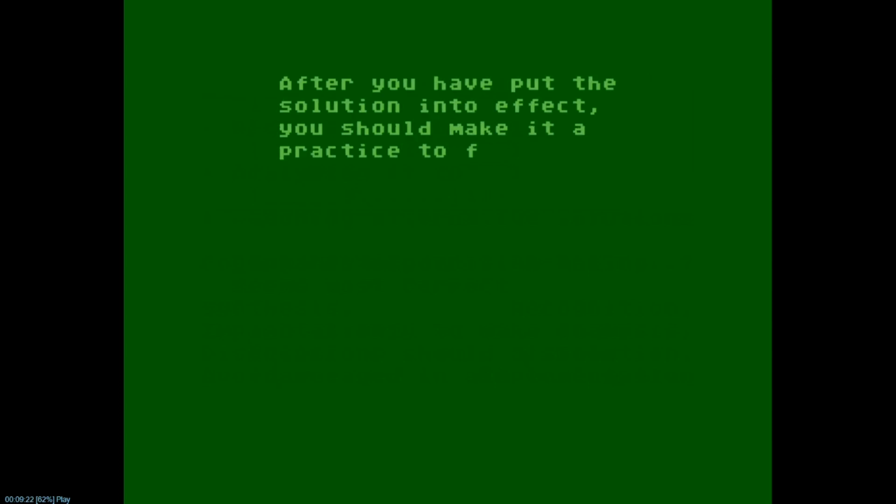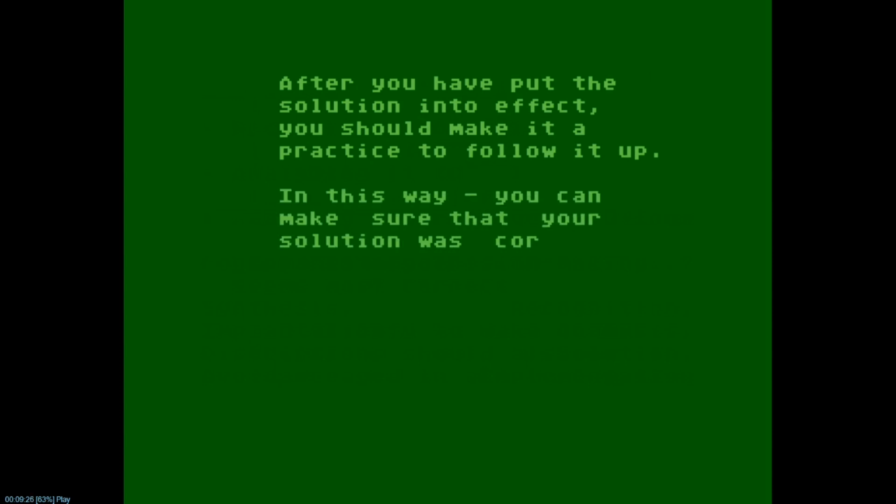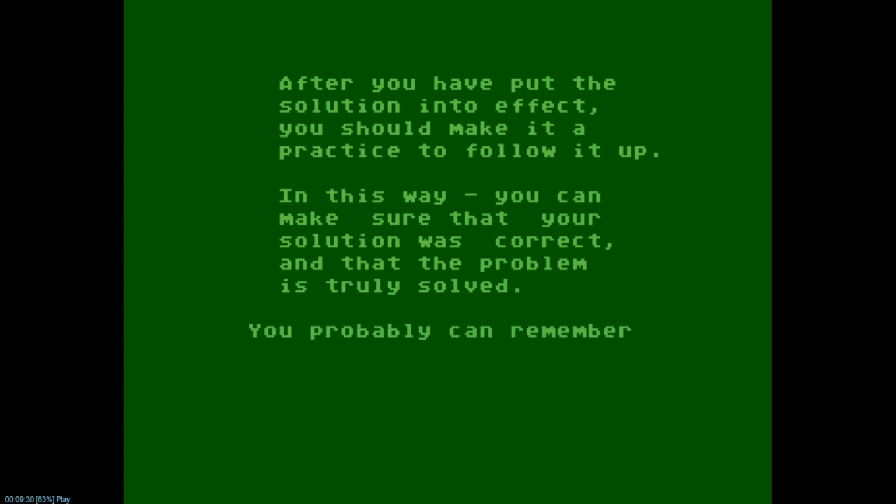Correct. After you've put the solution to a problem into effect, you should then make it a practice to follow it up. In this way, you can make sure that your solution was correct and that the problem is truly solved. You probably can remember cases where you should have done this but didn't.